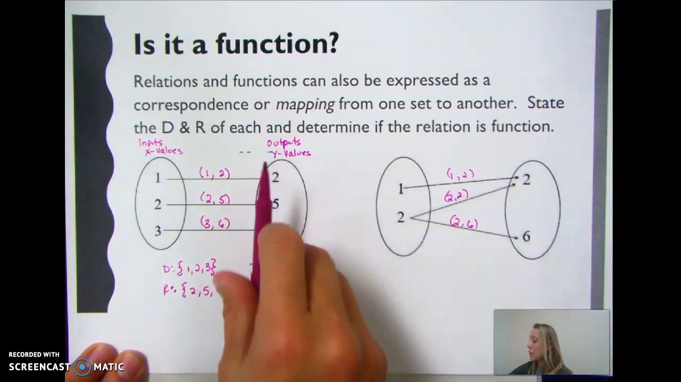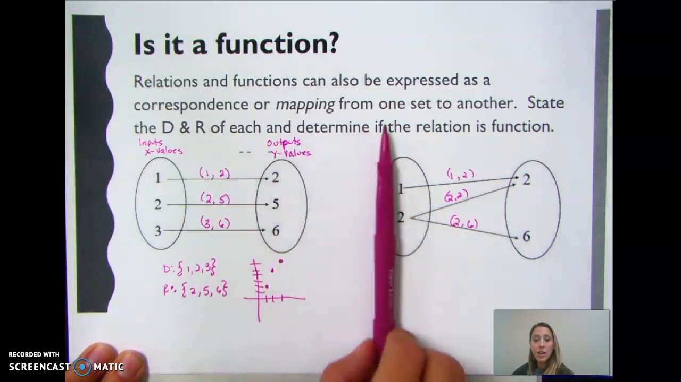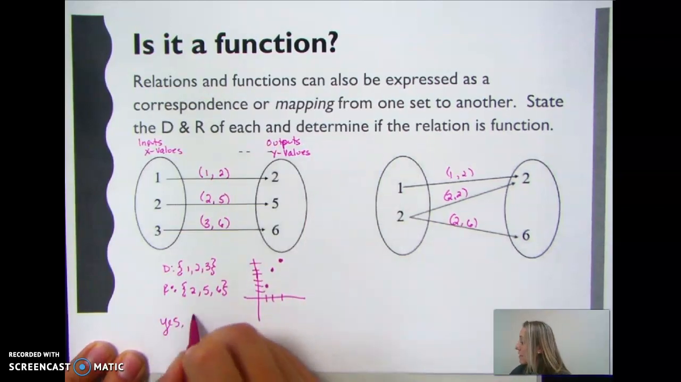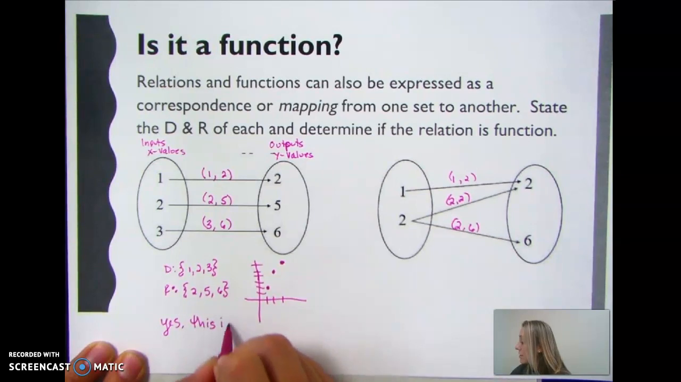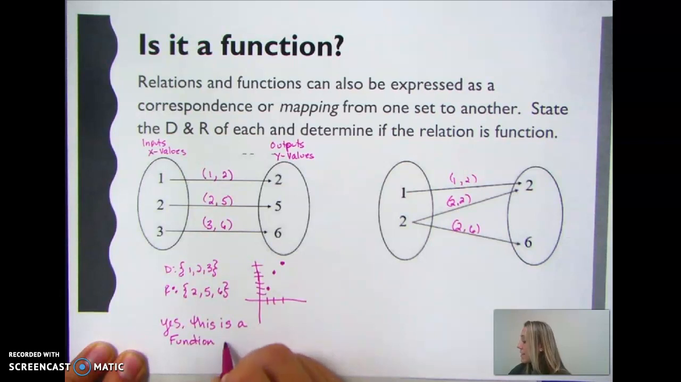So no matter where I put my pencil, I can't draw a vertical line that goes through 2 points. So yes, this is a function. It passes the vertical line test. So I'm going to go ahead and put that.